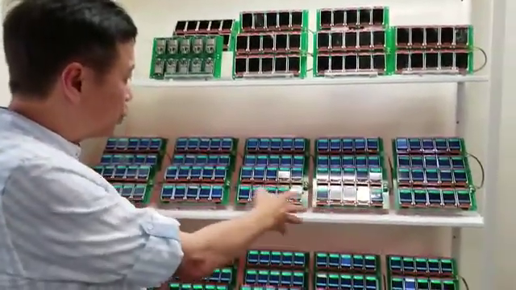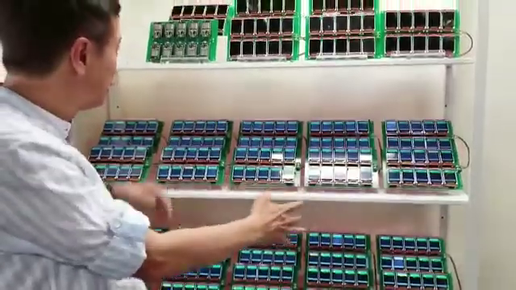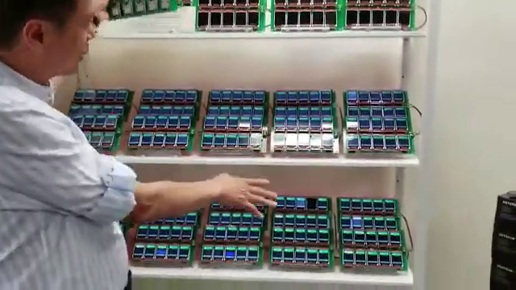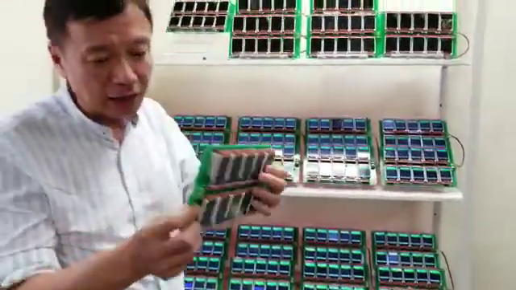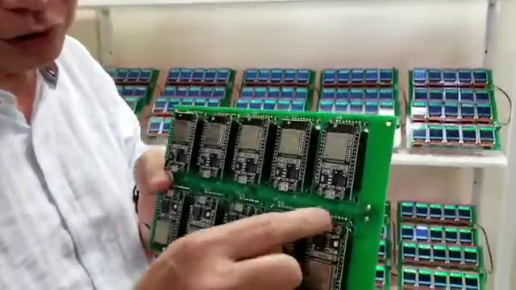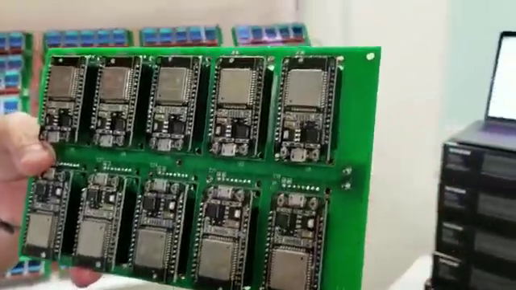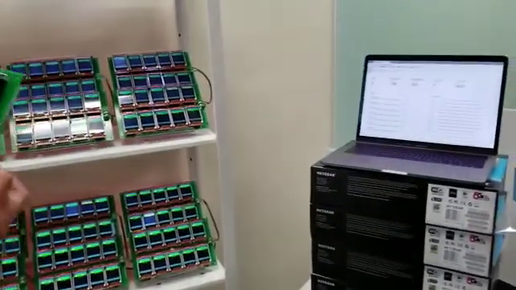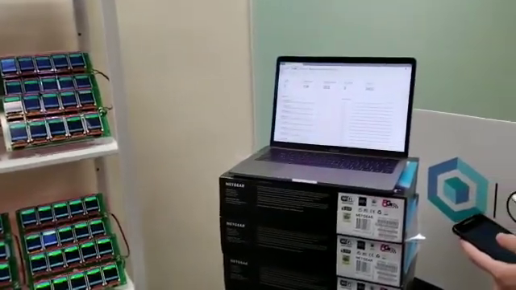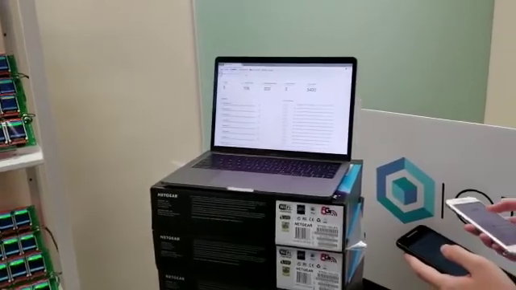We have a 200 mining machine running here. Actually, this side is the displays, and the mining board is just this small one right here. Okay, let's take a look at our display. It shows the activity of how mining is happening.